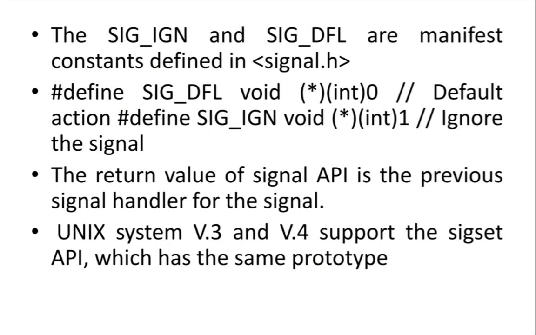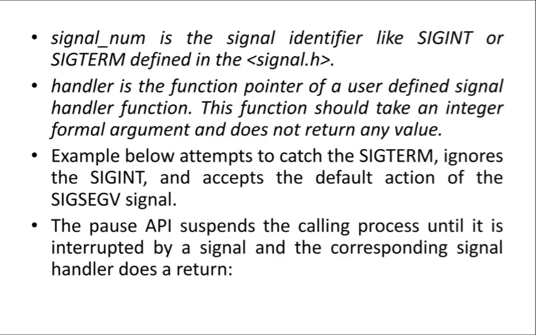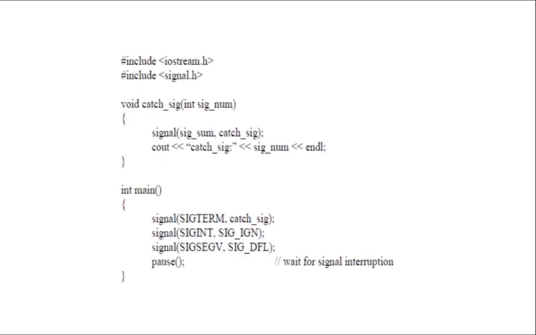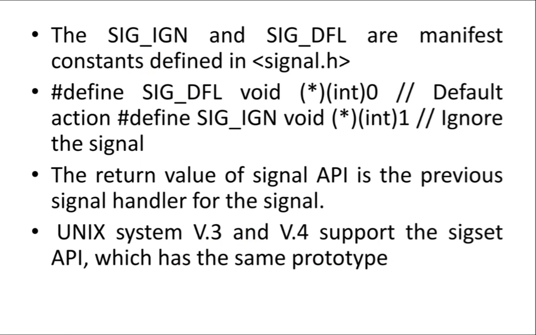One more important thing: Unix System V3 and V4 support the sigset API, which has the same prototype. See here, what is the API I am using? The signal API. Instead of the signal API, I can use the sigset API also. The functionality of both the APIs is the same. What are those APIs? sigset and signal. I can use sigset also, I can use signal also. Whatever actions it's going to take, everything is the same.